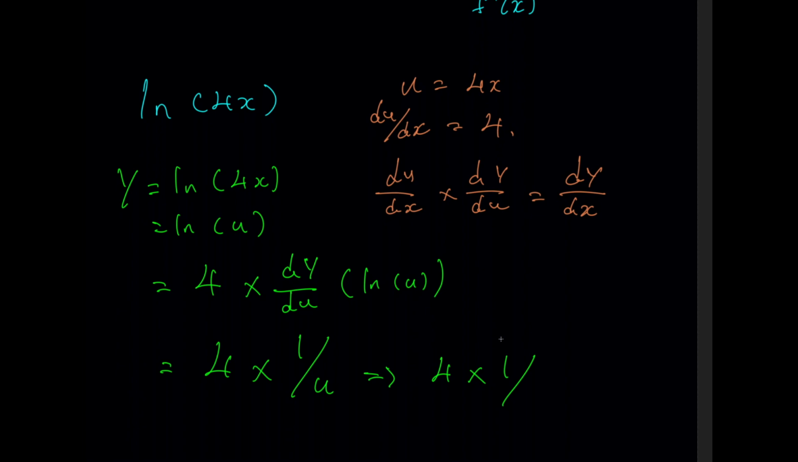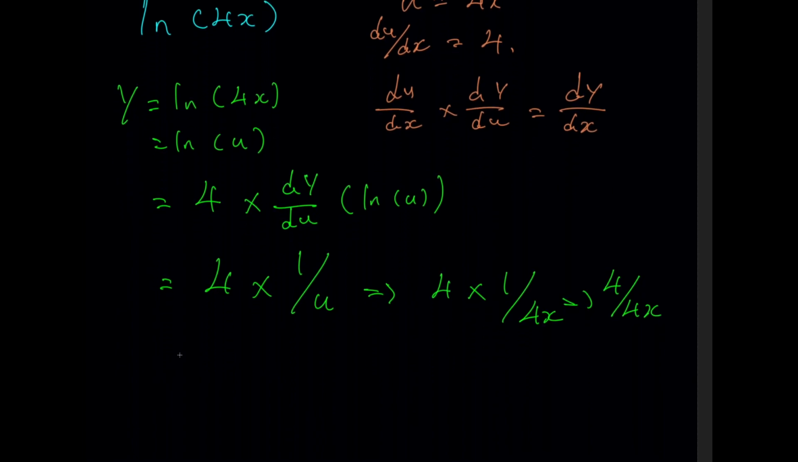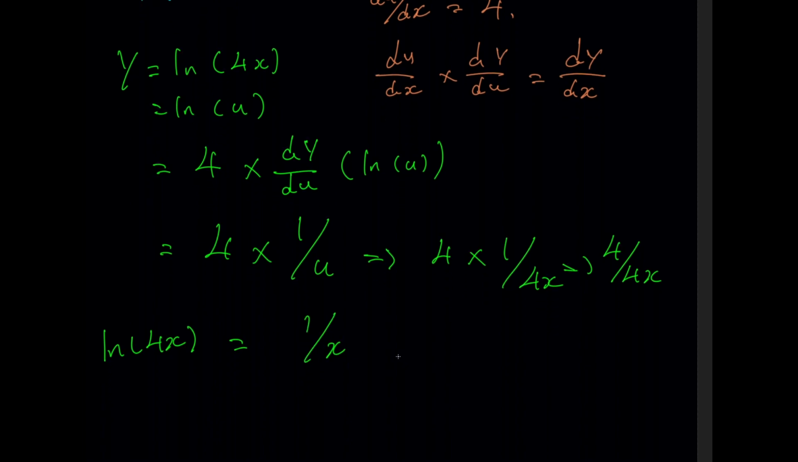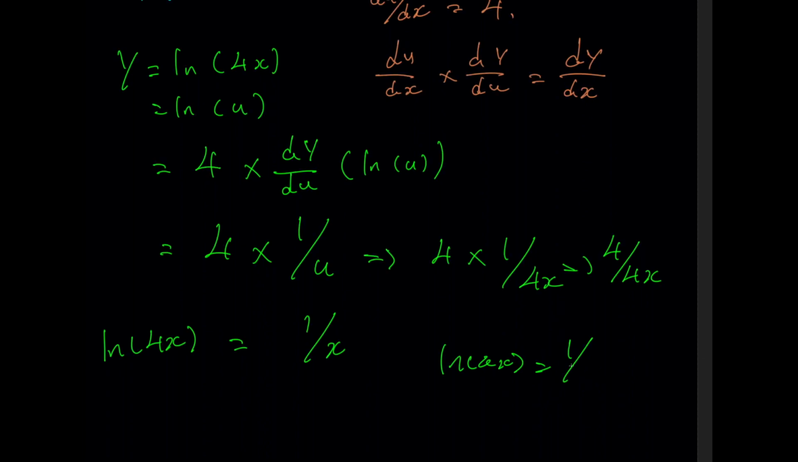1 times 1 over 4x, which is 4 over 4x. And so the derivative of ln of 4x is simply 1 over x again. If you do enough examples, you'll find that it generally holds. The derivative of ln of ax is simply 1 over x as well. I'm sorry, 1 over x, not u. 1 over x. Perfect.